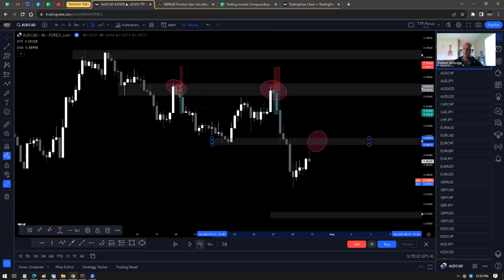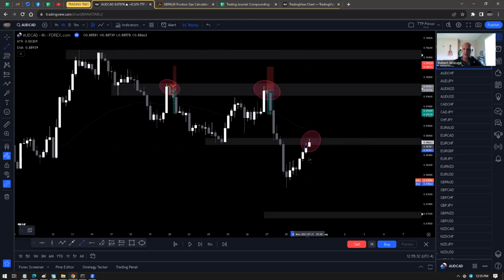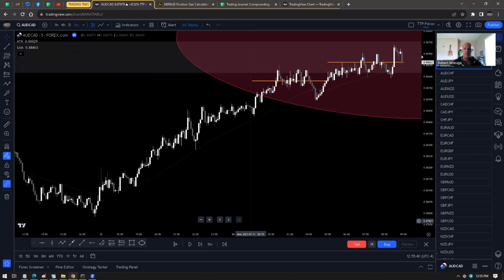So price comes in here. We get a wick rejection there, a deeper wick rejection there. So you can tell that we wouldn't have had anything there, but we can test it out just for fun. We'll have that one there, and then this one here. And then drop down to the 5 minutes. What do we have?